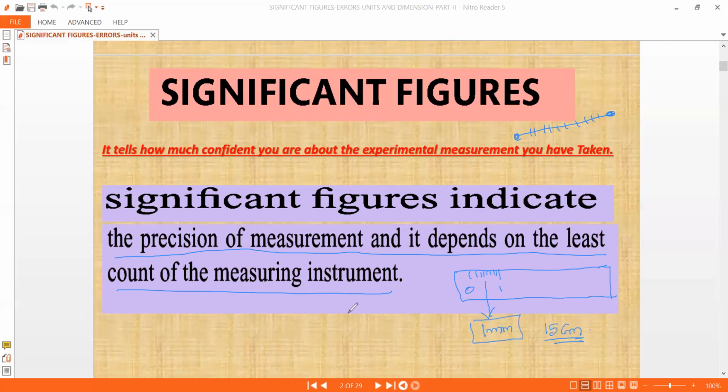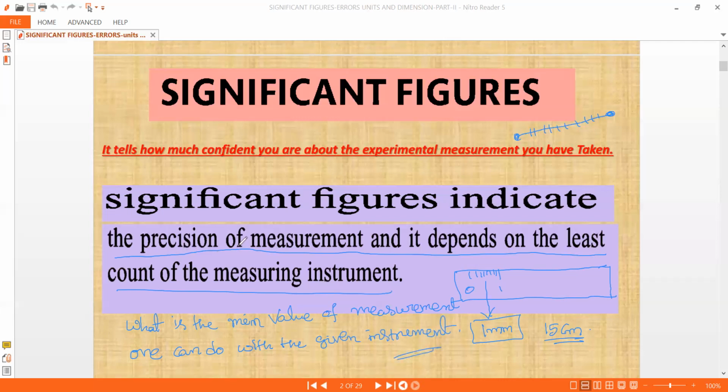So what is the least count? It says what is the minimum value of measurement one can do with the given instrument. That is called the least count.